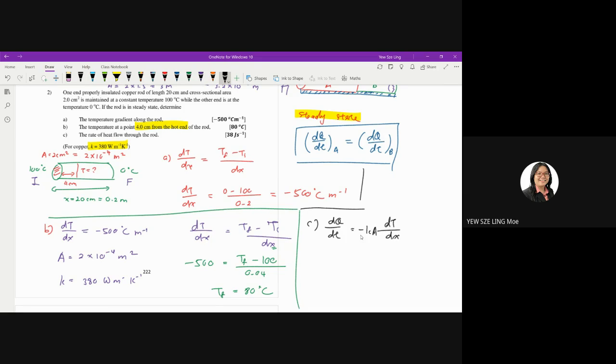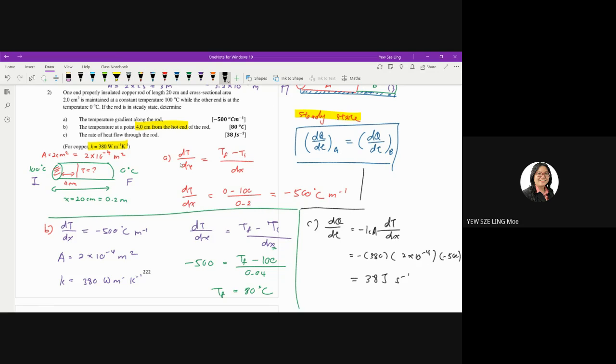So equals negative, my K is 3, A is 2 times 10 to the power of negative 4, and dT over dx, we have only one value, which is negative 500. So just plug it into your calculator. Eventually, you will obtain 38 joule per second. So that is how you solve it.